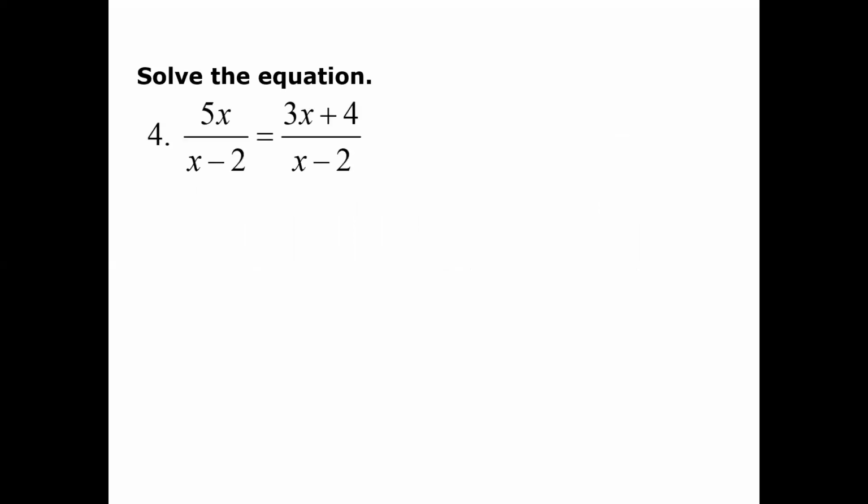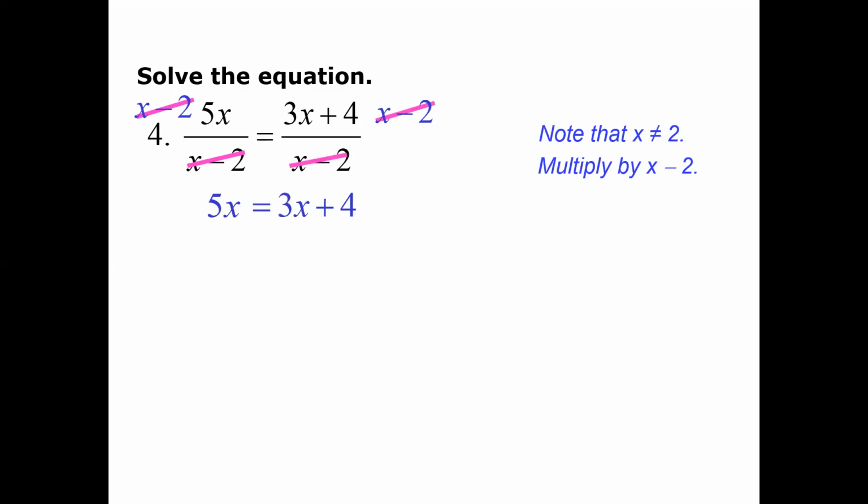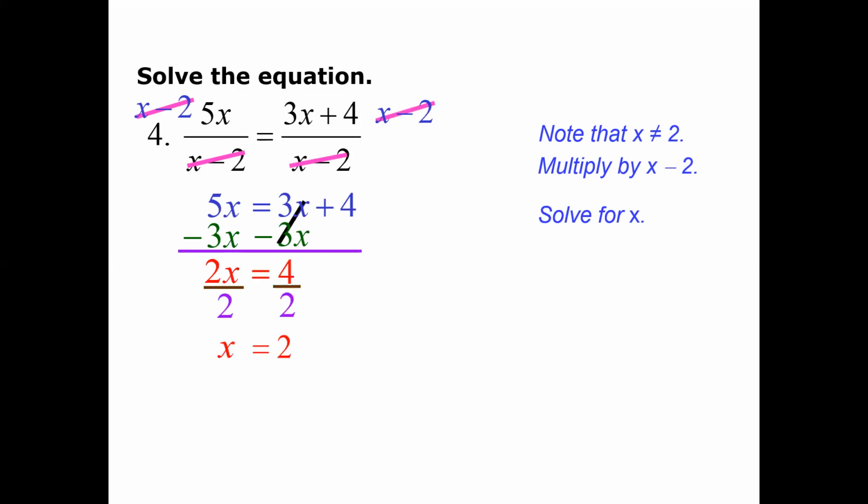So let's try to solve this one. Example number 4. 5x all over x minus 2 equals 3x plus 4 all over x minus 2. So this time, note that the value of x should not be equal to 2. So we multiply it by the LCD, which will result to 5x equals 3x plus 4. Solving for x, transpose 3x to the other side, so that will yield minus 3x. So you have 2x equals 4 and x equals 2.